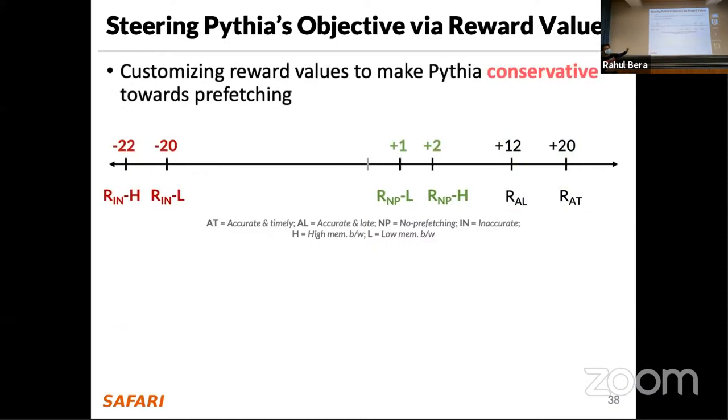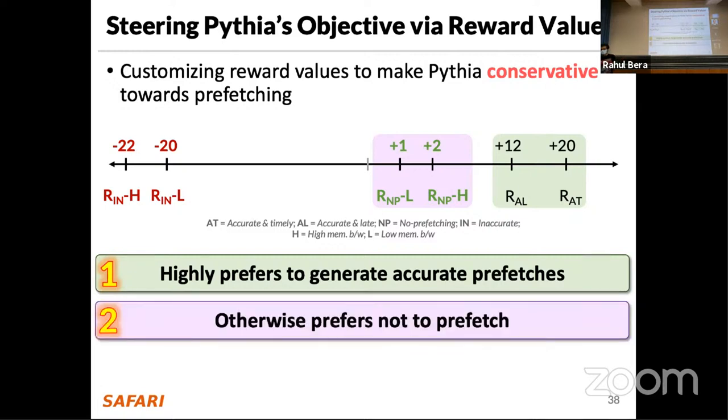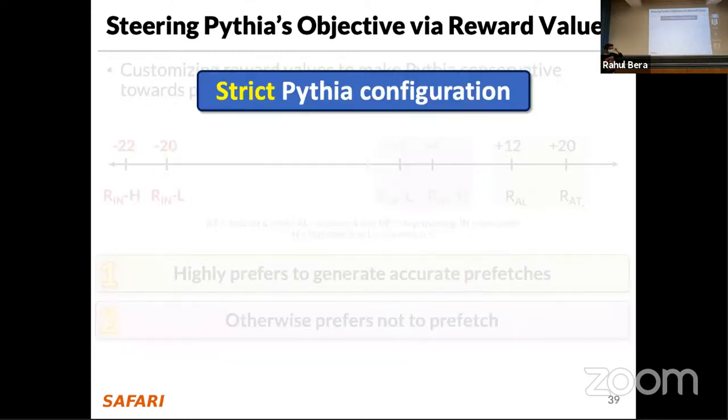Now, if you change these reward levels by a little bit, let's say just increase the reward level values for no prefetching while decreasing the reward level values for inaccurate prefetching, you actually provide a different objective to Pythia. How's that? It still continues to favor accurate prefetch generation because we are still providing much higher perk for accurate prefetching. But if we can't generate accurate prefetching, then irrespective of whether the bandwidth usage is low or high, it has much more perk for generating no prefetch rather than prefetching something inaccurate. So it just simply favors that, oh, I will just stay quiet. I won't do anything. So that essentially makes Pythia conservative towards prefetching, really, really conservative. It becomes picky.